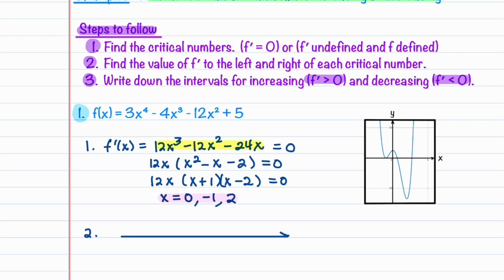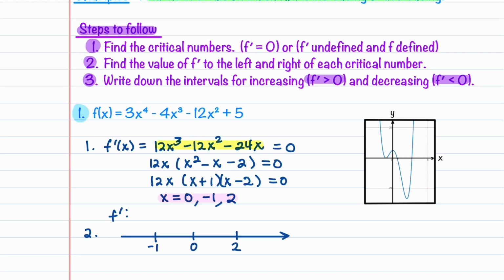This is going to be x, and we're going to put our critical points on it. We have negative 1, we have 0, and then we have 2. The spacing doesn't matter at all. We're now going to be looking at the value of f prime to the left and right of these 3 points.